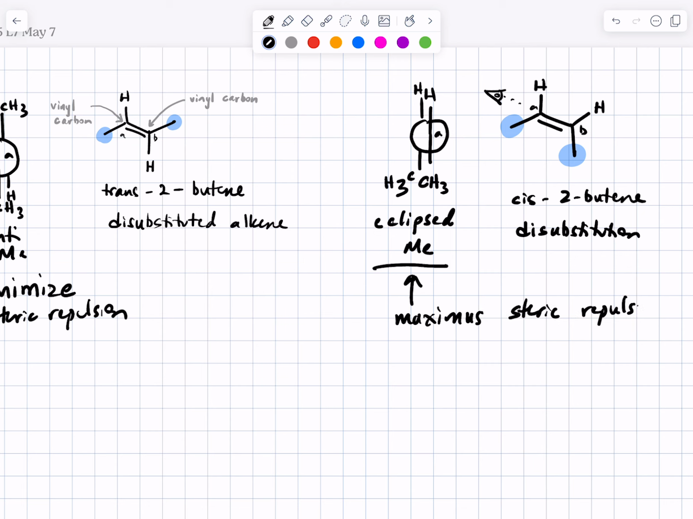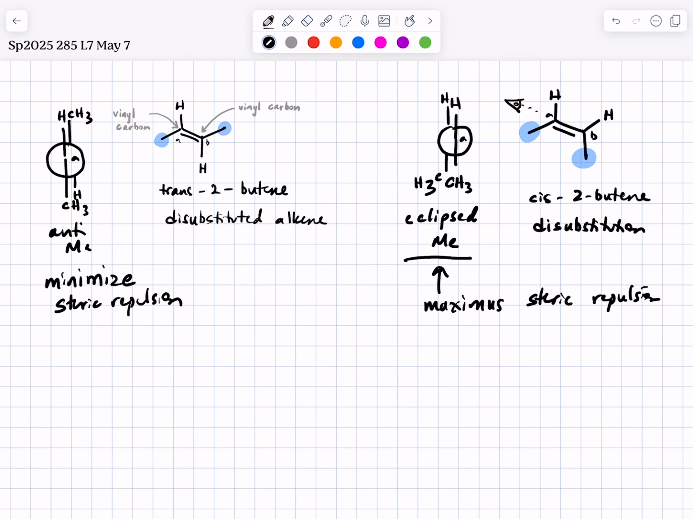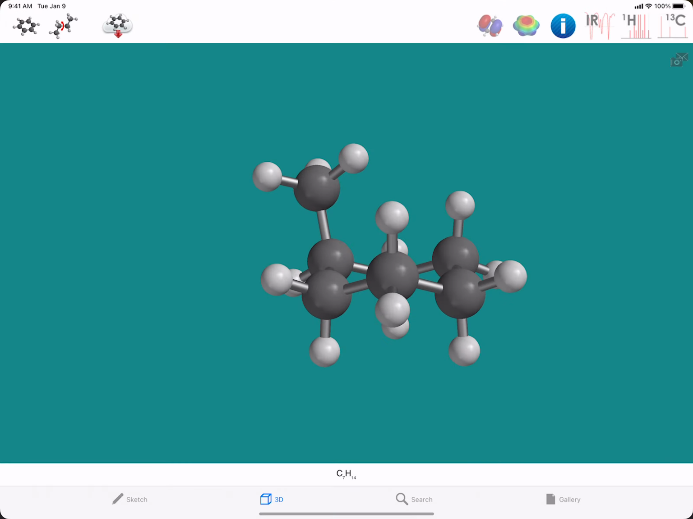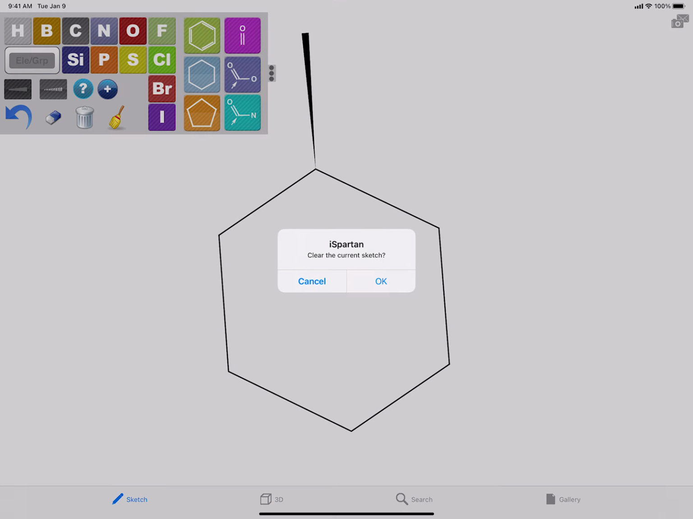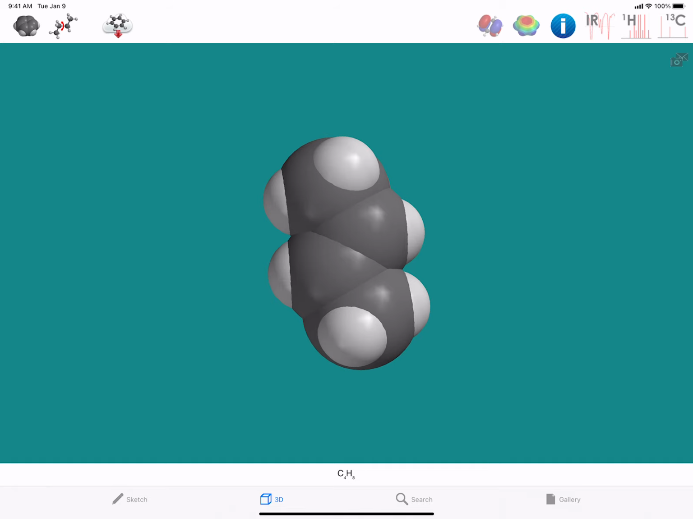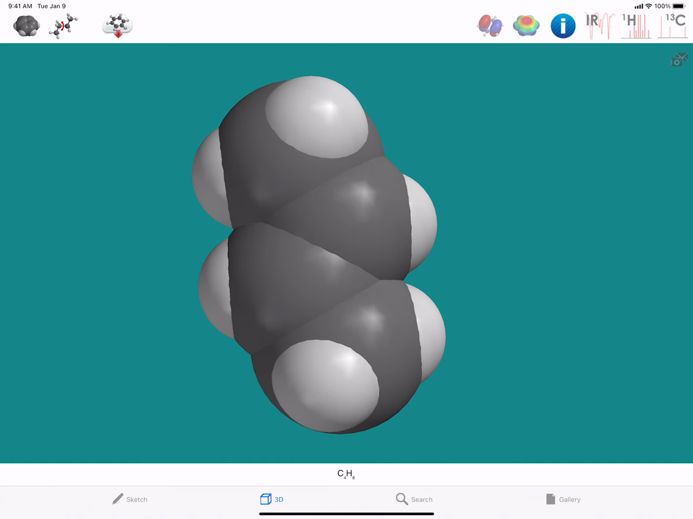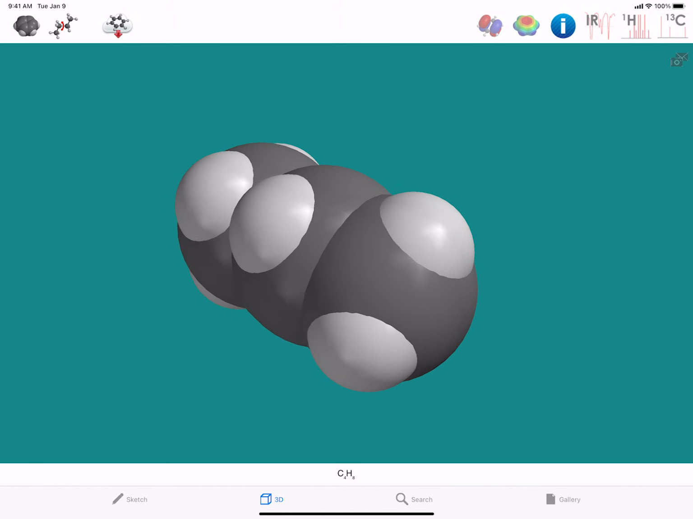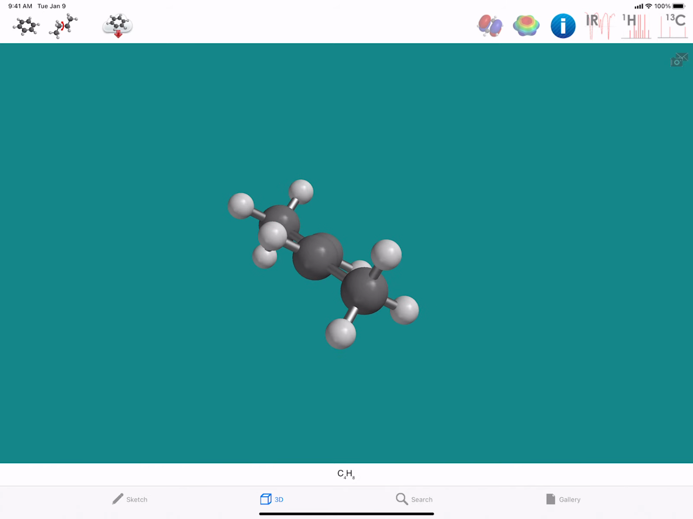In fact, we can build a space-filling model of trans-2-butene and cis-2-butene to demonstrate this. We do that in Spartan. There's the trans. Let's look at space filling. The atoms involved in the double bond are in the middle. This is the methyl group on carbon 1. This is the methyl group on carbon 2. This is the methyl group on carbon 3. And you'll see that they are not bumping into each other. Even if we look down the bond between the two carbons, the methyl groups are anti, as far apart as possible.